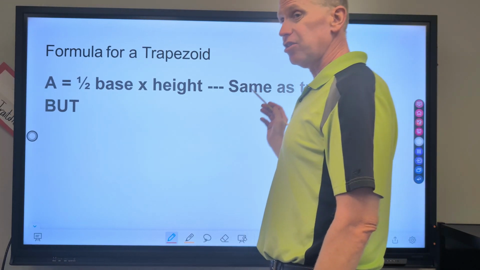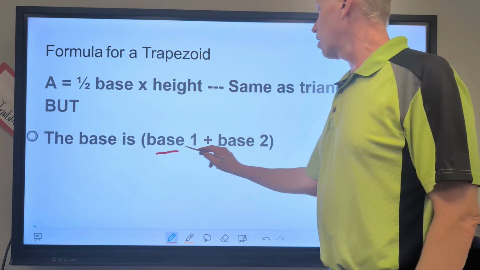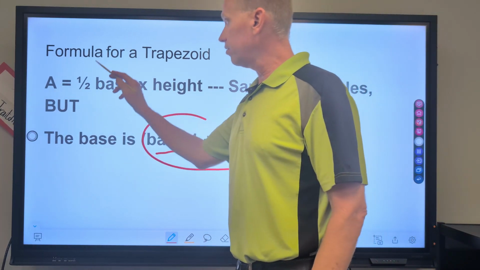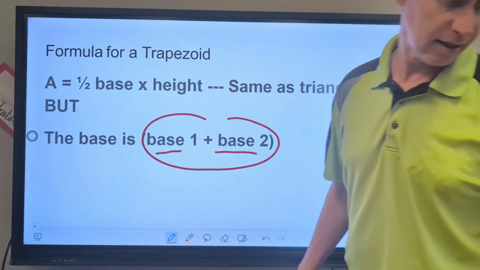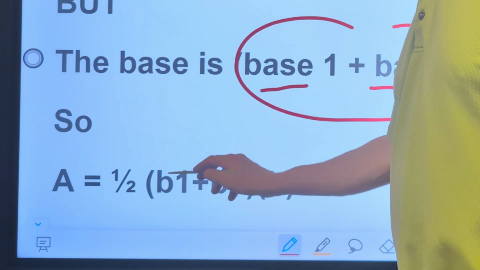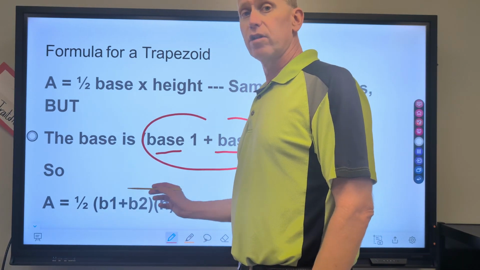So it's the same as a triangle, but there's one difference. The base is base₁ plus base₂. So you have to add these up and then do 1/2 base times height. So that's the only difference. So the actual formula is 1/2 base₁ plus base₂ times height. You must add these first before you do anything else.